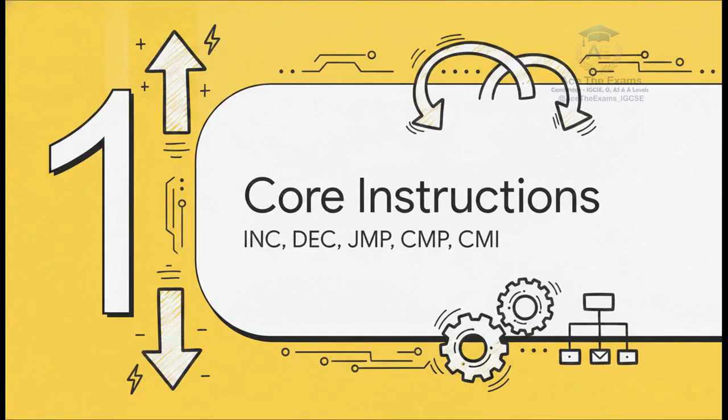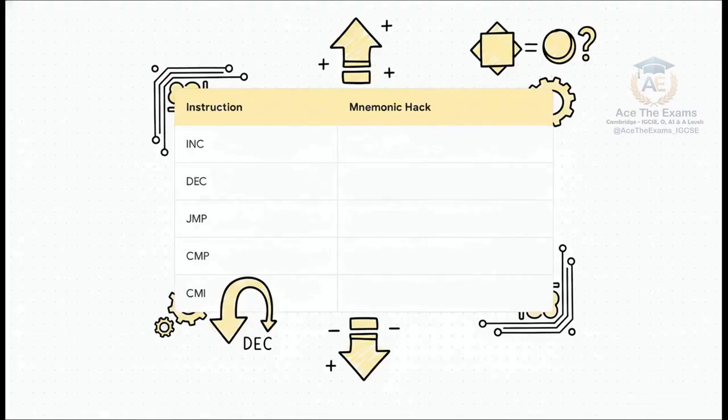Starting right off with Section 1, we are looking at the absolute foundational tools you are given in this syllabus, the core instructions. So we have these 5 fundamental commands to master: INC, DEC, JMP, CMP, and CMI. Now these instructions are the building blocks. They dictate exactly how data is manipulated, how the flow of the program is controlled, and how logical comparisons are made within the system's architecture.